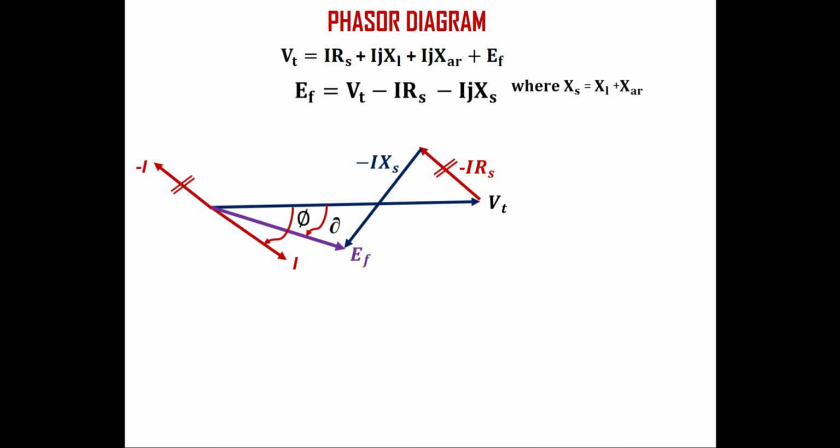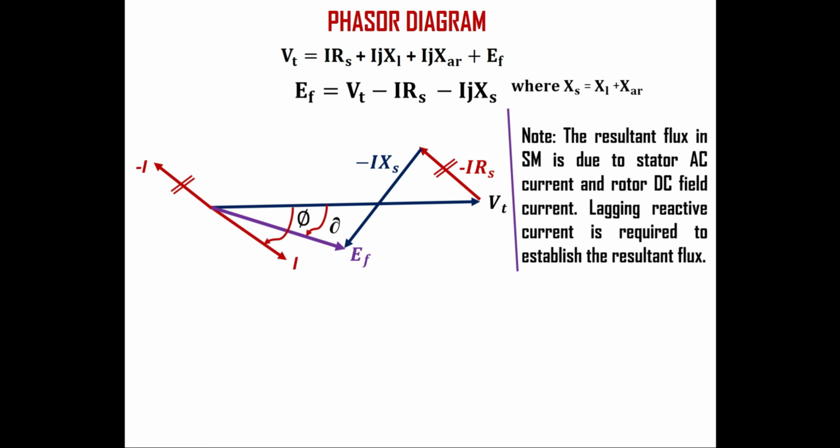At this point, I need to remind that the resultant air gap flux in synchronous motor is due to both stator AC current and rotor DC field current. That's why synchronous motor is a doubly excited motor. Moreover, it is to be noted that lagging reactive current is only required to establish the resultant flux.